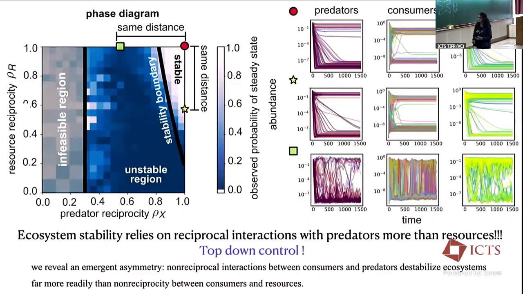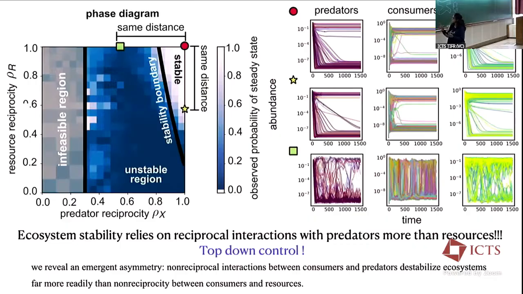These are the results. This is a phase plot where the x-axis is the predator reciprocity, the top layer reciprocity rho X, and the y-axis is the resource reciprocity rho R, the bottom layer reciprocity. For different values of rho X and rho R, we ran the simulation, and these are the simulation results, and the black curve is from the calculations.